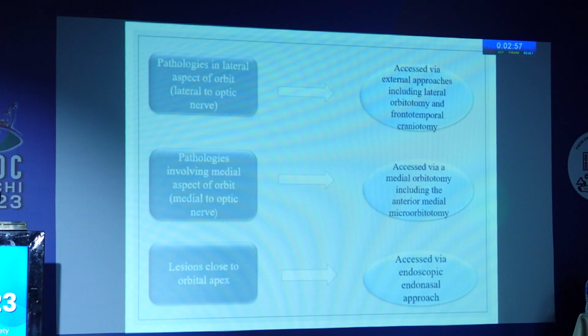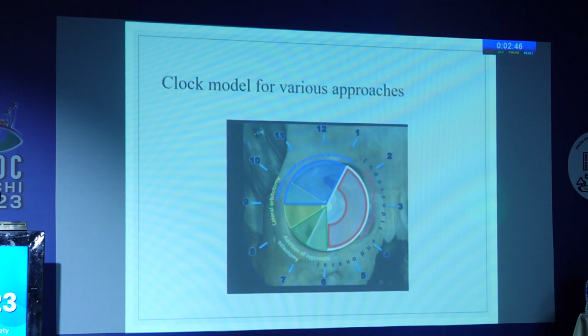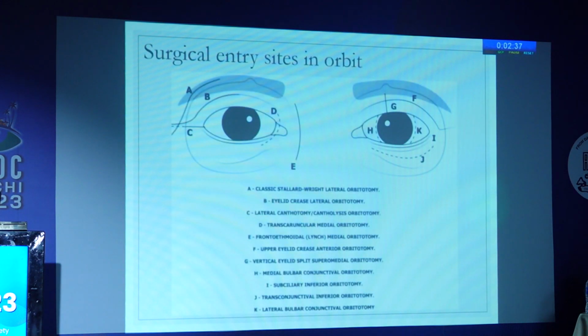Pathologies involving the medial aspect of the orbit are accessed via anterior medial microorbitotomy, and lesions close to the orbital apex are accessed via the endoscopic endonasal approach. This is the clockwise model showing the access to the orbit for various approaches from 12 to 12 o'clock. These are the surgical entry sites in the orbit.